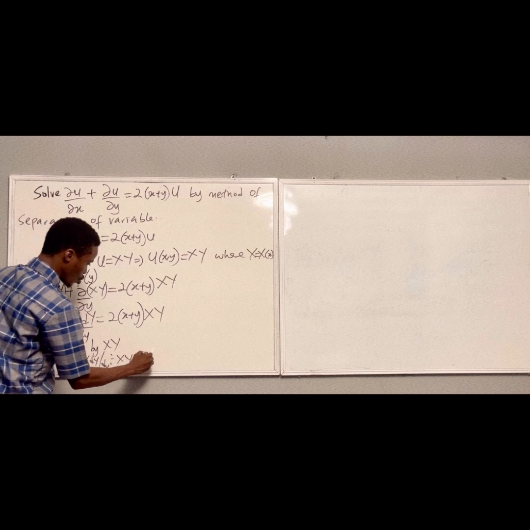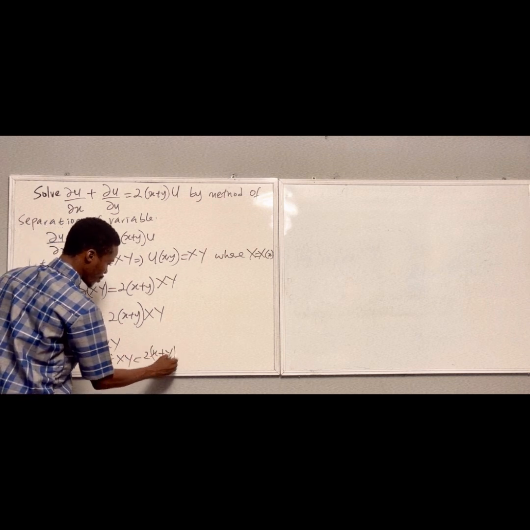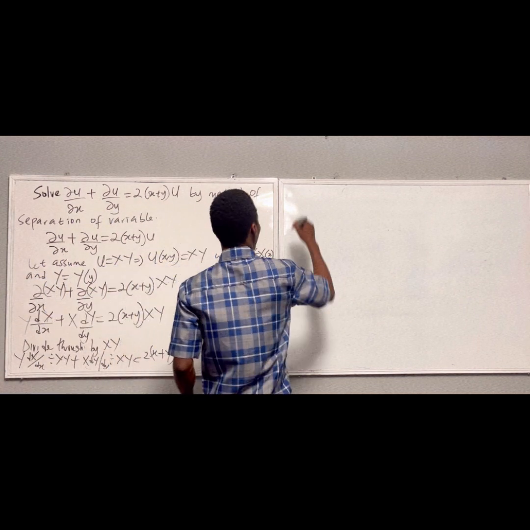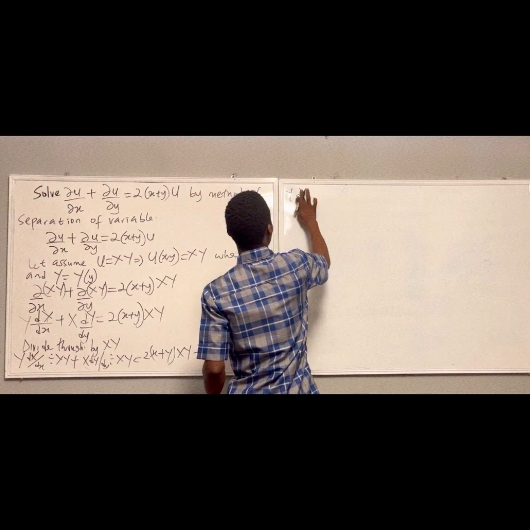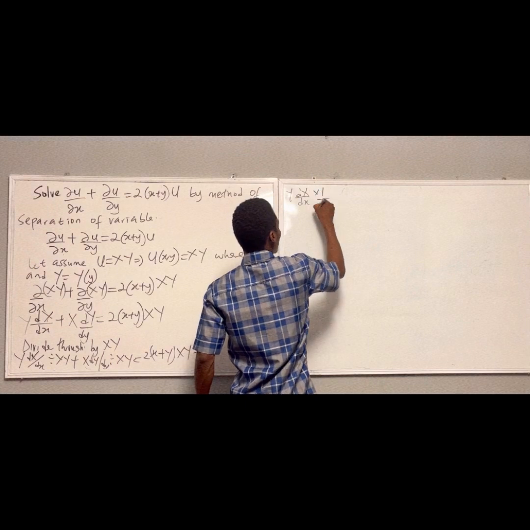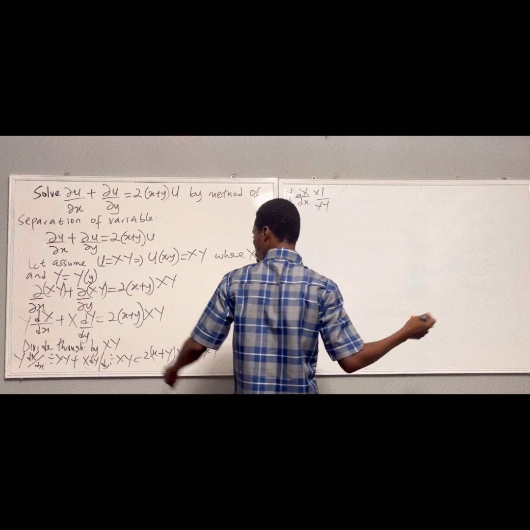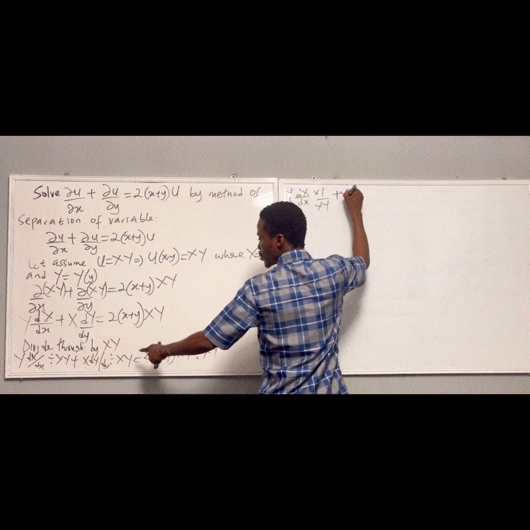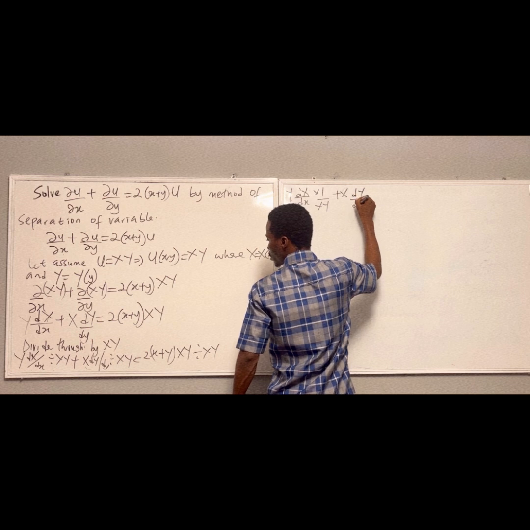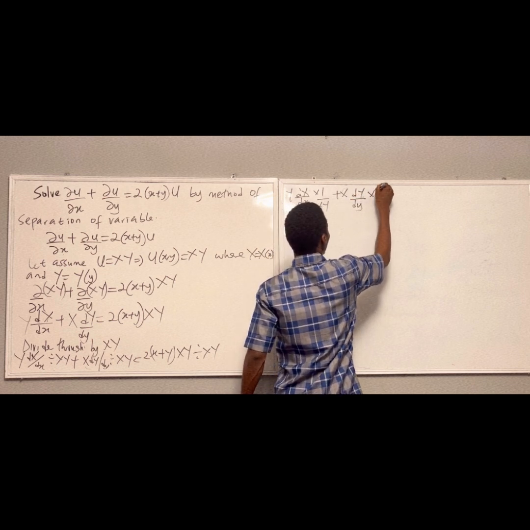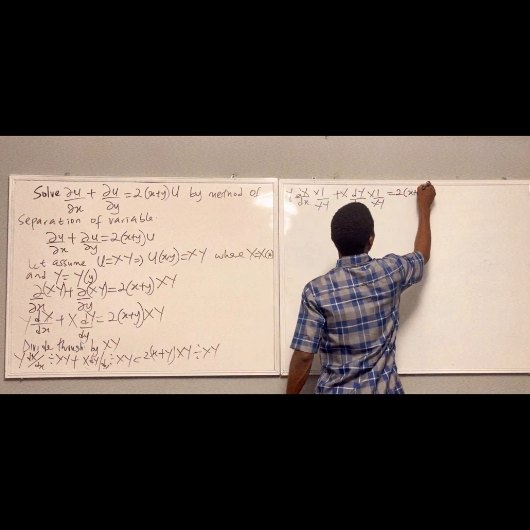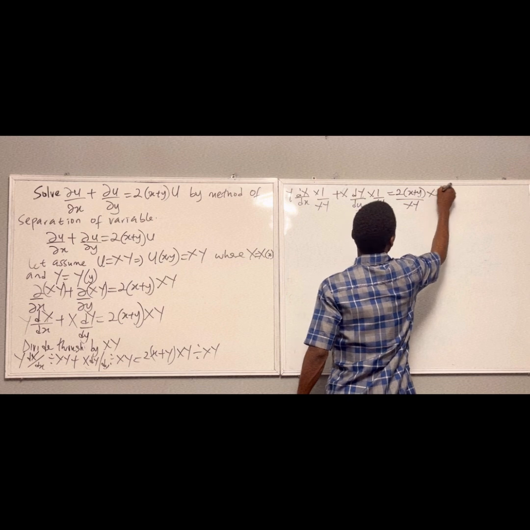Xy, then 2x plus y, xy divided by xy. So what am I going to have? I'm going to have y dx all over dx times 1 over what? xy, plus x dy all over dy times 1 over xy, then is equal to 2x plus y all over xy.